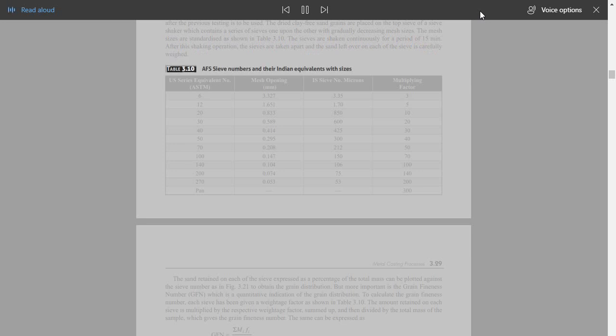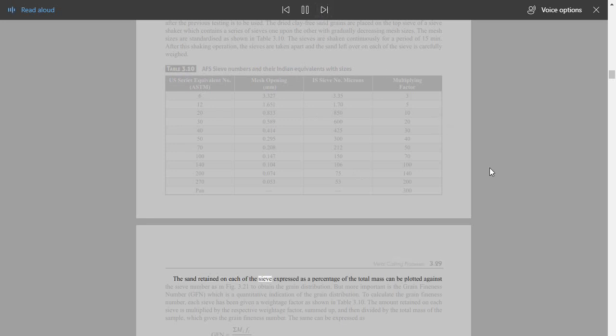Table 3.10. And their Indian equivalents with sizes. US series equivalent, ASTM number. Mesh opening, mm.